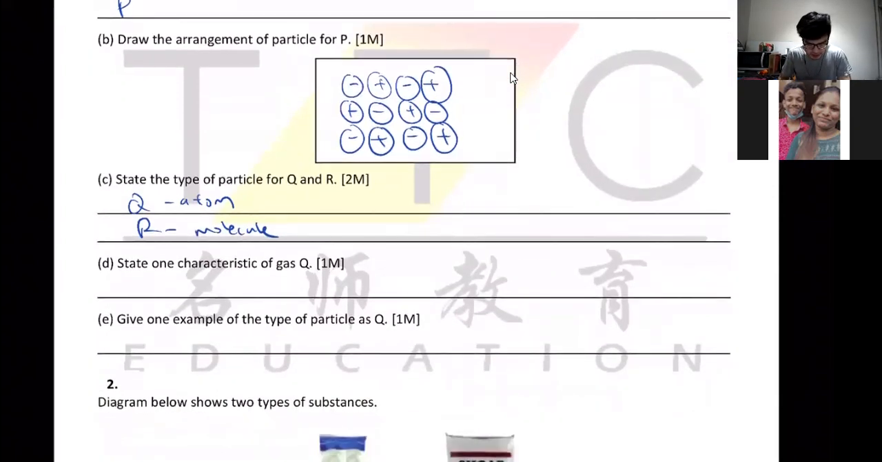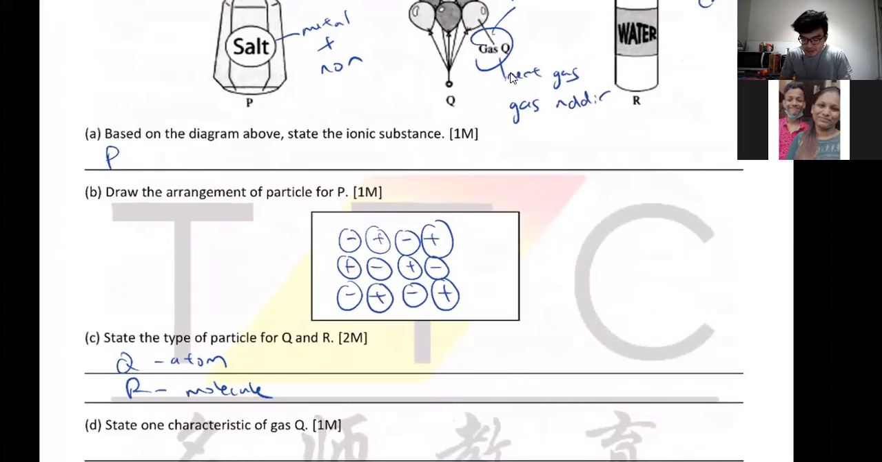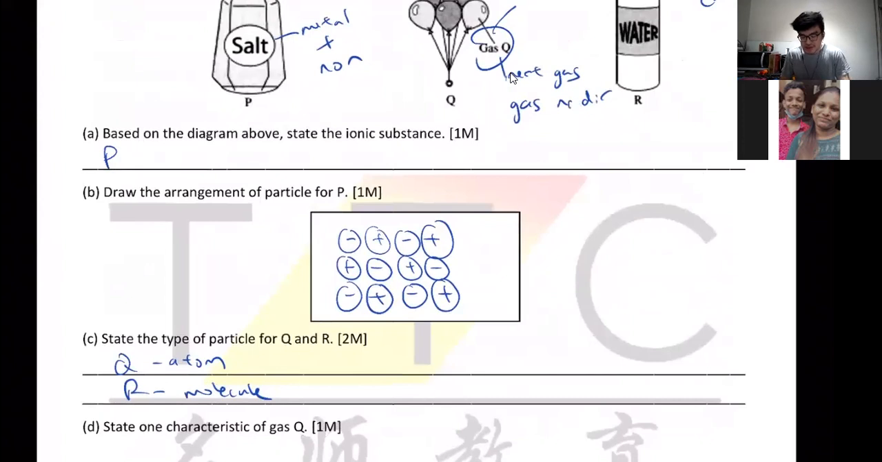So D, state one characteristic for gas Q. We know that gas Q is an inert gas. In BM, we call it gas nadir. What does it mean by nadir or inert? That means this is stable. The meaning of nadir is stable. Inert means stable. That means they won't react with anything. You burn it, nothing will happen.